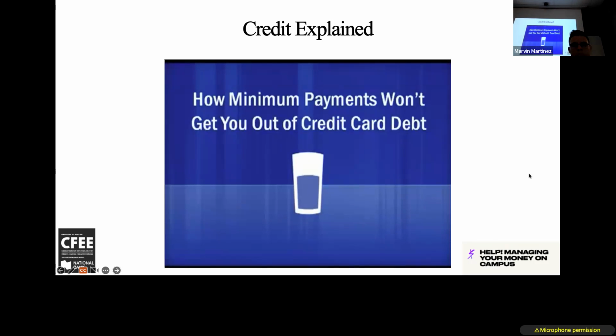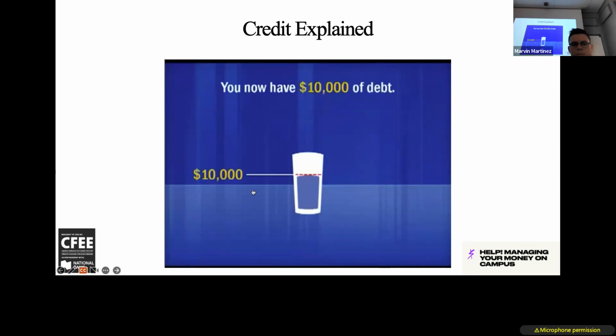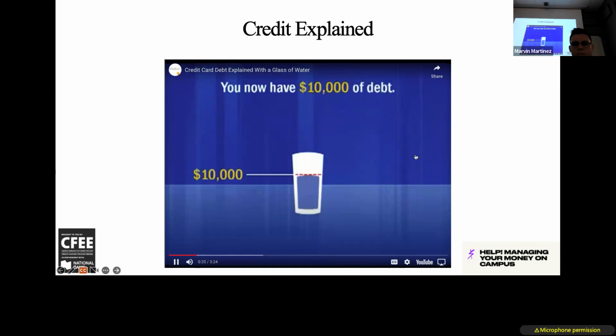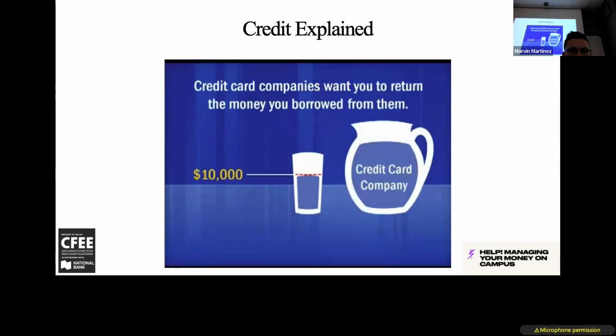If you have a large amount of credit card debt and are only making the minimum payment every month, you're not going to pay it off anytime soon. In fact, if you only make minimum payments, it could be decades before you find yourself debt-free again. Say, for example, you have $10,000 in credit card debt, which is represented by the water level in this glass. In order to pay off that $10,000, you'll need to empty that entire glass by returning the money you owe to your credit card company.